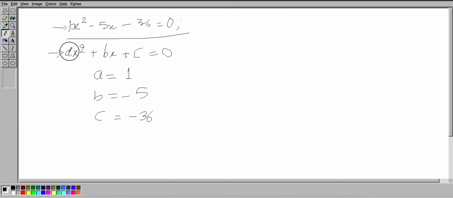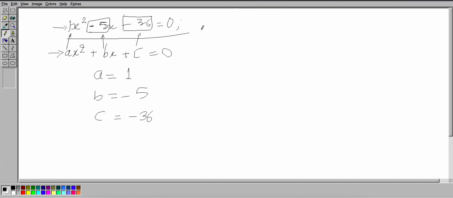So a refers to 1 here, and b is minus 5. We take the sign along with the number, so we won't leave the sign isolated. We keep them together. So minus 5 is b, and similarly minus 36 is c.